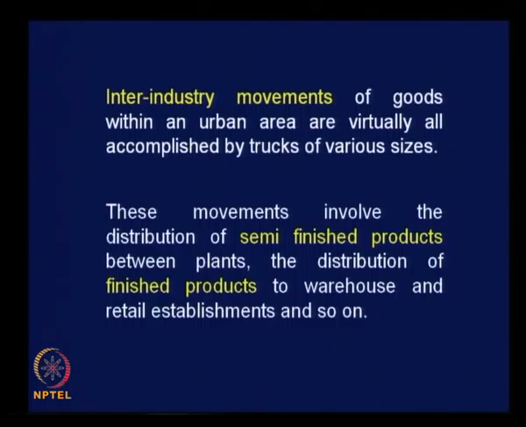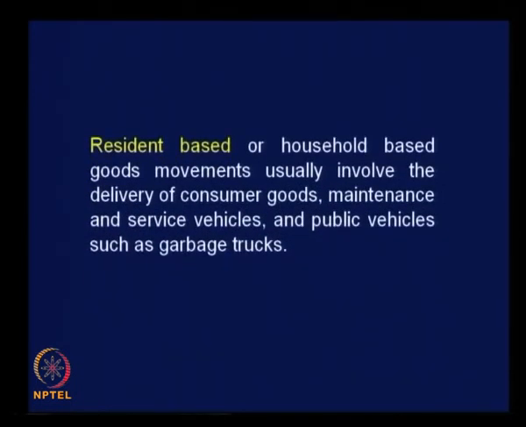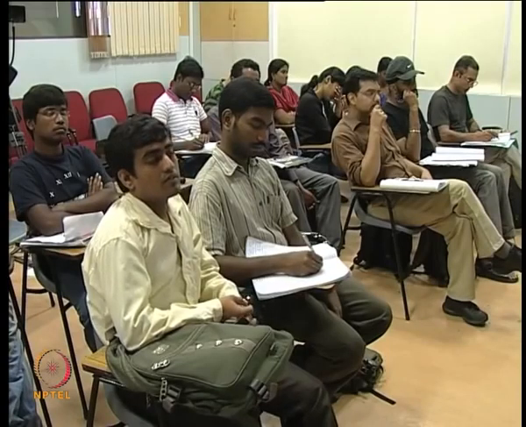And how about the commodity movement related to households? Resident based or household based goods movements usually involve the delivery of consumer goods, as we were discussing earlier, and maintenance and service vehicles. What do you understand by maintenance and service vehicles? What kind of maintenance vehicles and service vehicles are coming to residential areas? The most common, yes please.